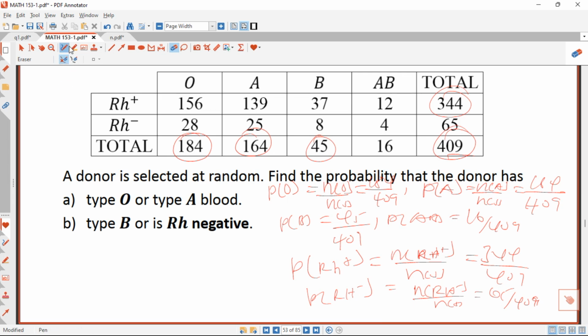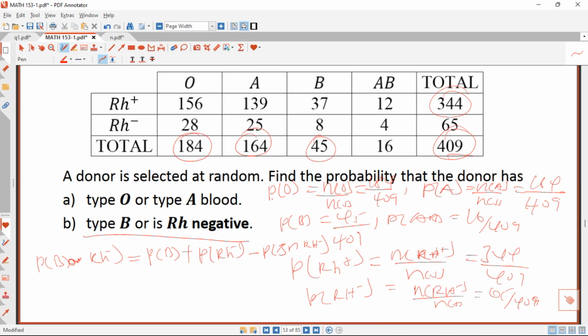So for blood group B, or type B, or Rh negative, right? So here you are getting probability of B or Rh negative. This can be written as probability of B plus probability of Rh negative minus probability of B intersects Rh negative, right?